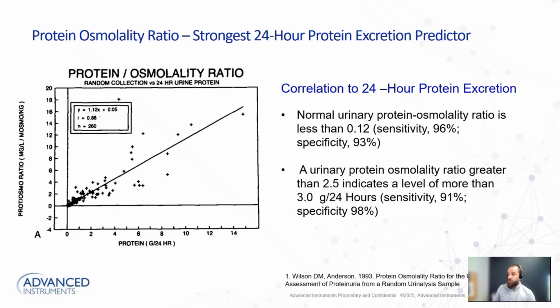And then if that urinary protein osmolality ratio is greater than 2.5, that indicates a level of more than 3 grams per 24 hours of protein output in the urine. So that correlates to, if we were to actually collect that urine for 24 hours, with high confidence, 91% sensitivity and 98% specificity, that patient has an abnormal level of proteinuria. And you can kind of use a sliding scale to determine what the level of proteinuria in that patient is.